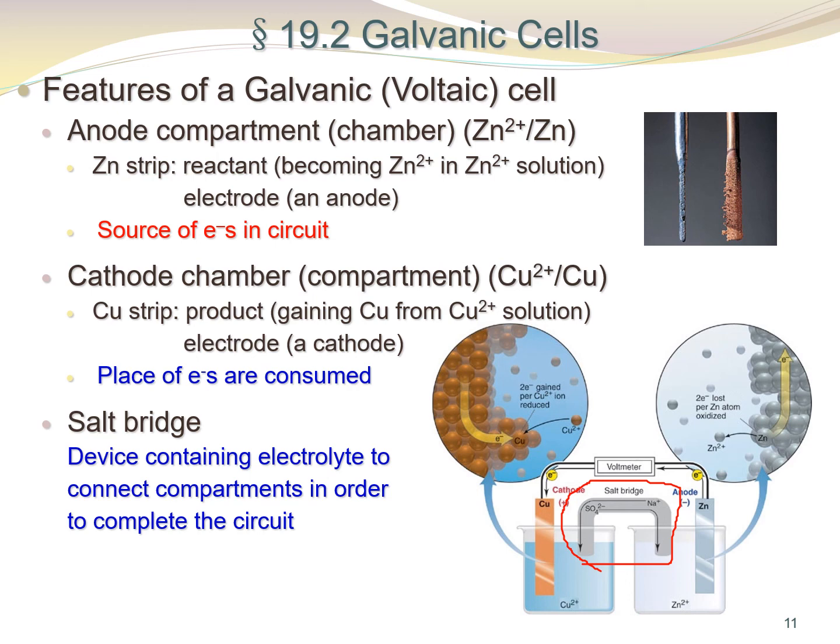In this salt bridge, you start to see the motion of the ions so that it can balance out the charge. So the salt bridge is a necessity, because without it, we are not going to have a closed circuit. Without a closed circuit, electrons do not move. Electrons do not move, we do not have a battery.